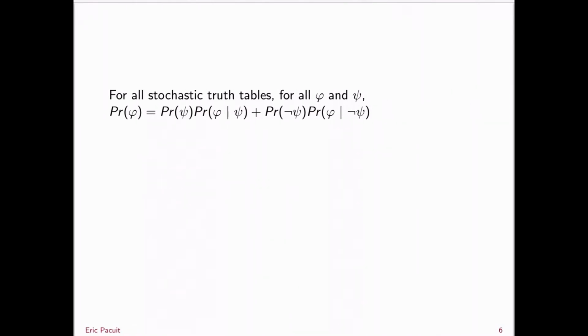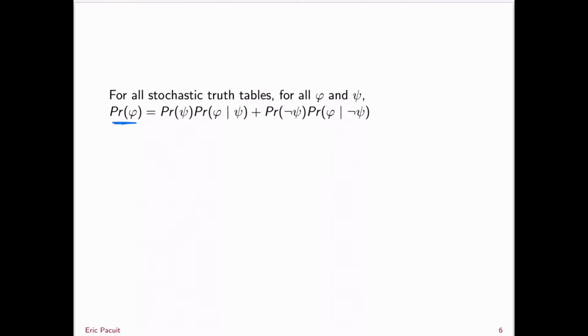One final property, and this is a very important property, sometimes called the law of total probability, is that we can think of the probability of phi as being a weighted average of the probability of psi times the probability of phi given psi, plus the probability of not psi times the probability of phi given not psi.